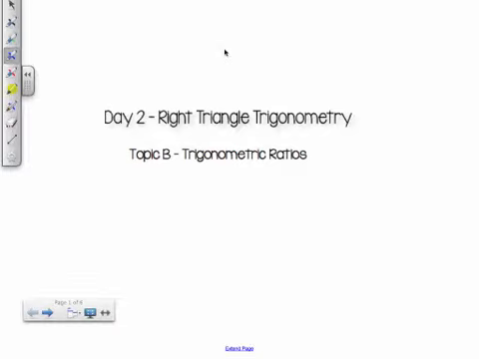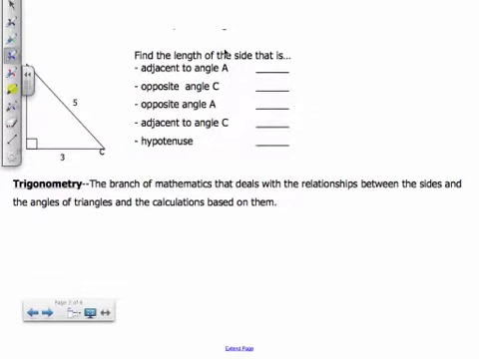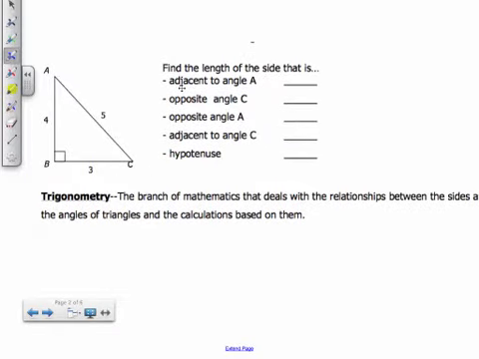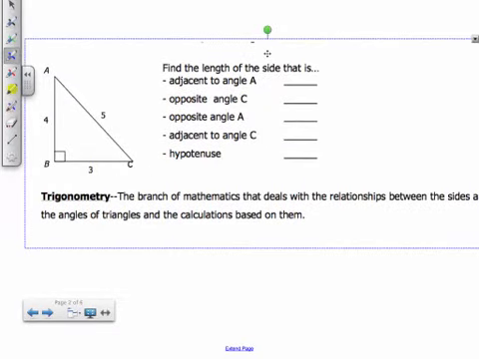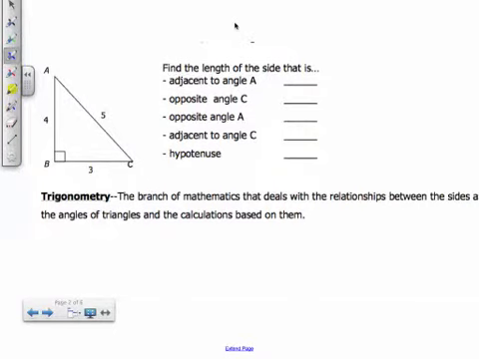All right, topic B is on trigonometric ratios, which is really the foundation of what you need to know for today's lesson. So the first thing we need to do is look at what we have written here and answer these questions. First of all, you need to make sure you know what the hypotenuse is, which we discussed in the last video.